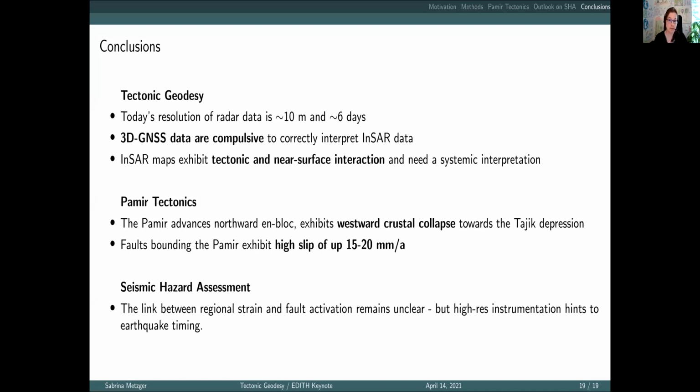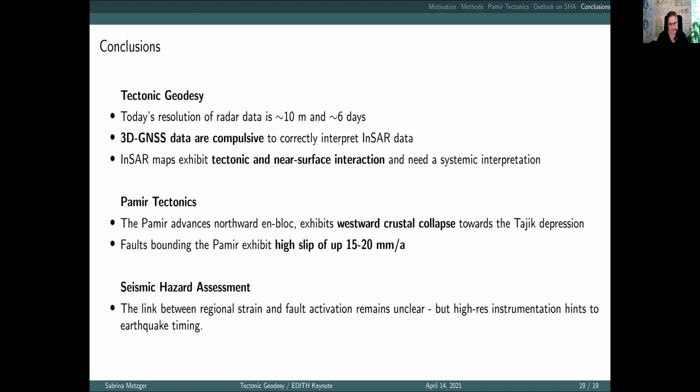So if we want to interpret them correctly, we have to have a systematic way to approach the interpretation. And if you want to tell something to your grandma about the Pamir tectonics, then tell her that the Pamir is advancing en bloc northwards, but it also exhibits this westward crustal collapse towards the Tajik depression or basin. And the faults bounding the Pamir exhibit really high slip, between 1 to 2 centimeters per year. So that's exceptionally high for continental tectonics.